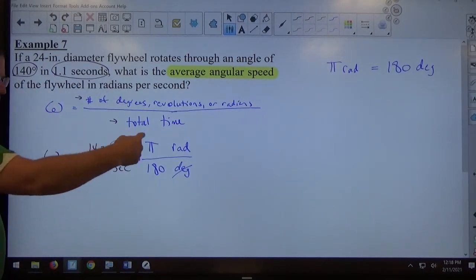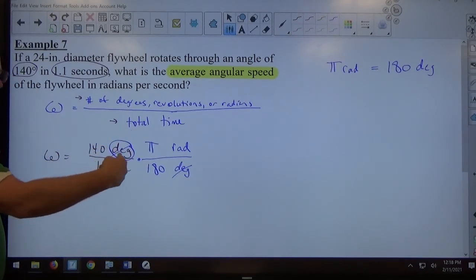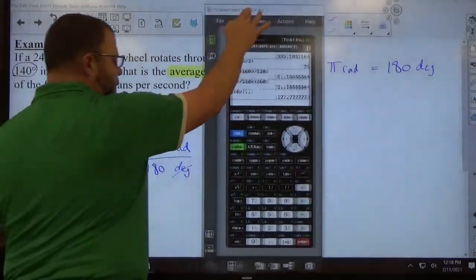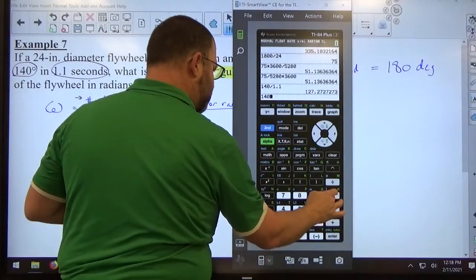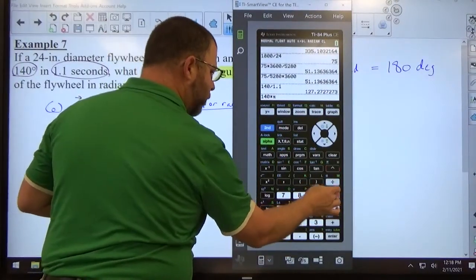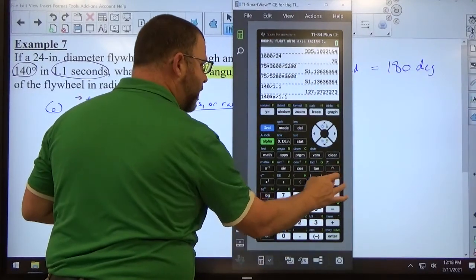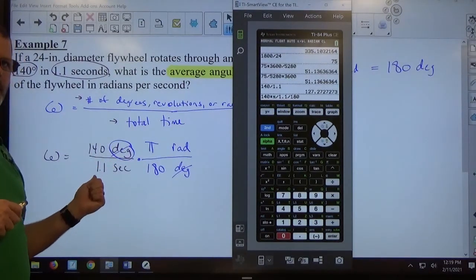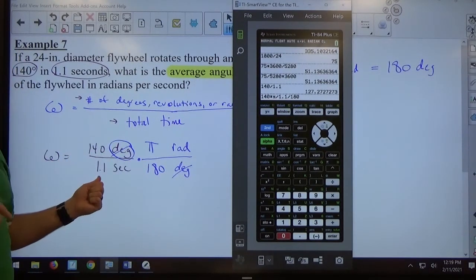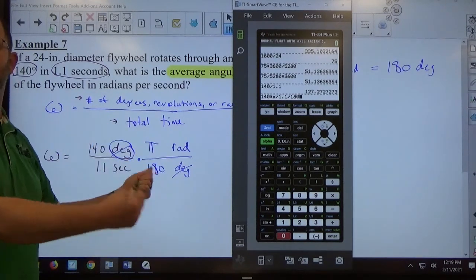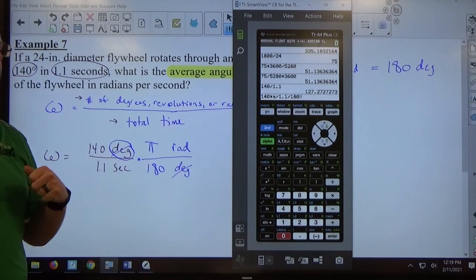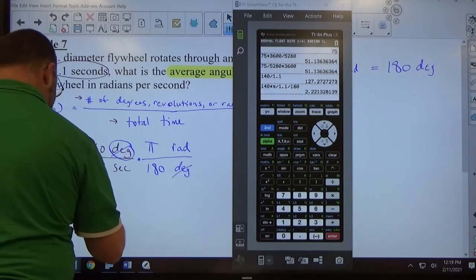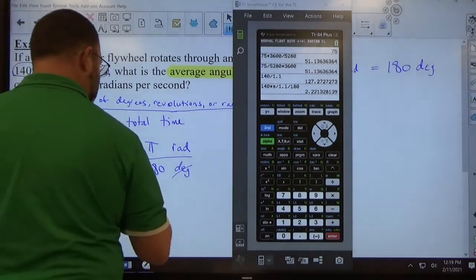I'm going to do this 140 times pi divided by 1.1 and divided by 180. So again, here's the situation where I have multiple things on the bottom. Watch how I type this in. 140 times pi, divided by 1.1 and divided by 180. Make sure that every number on the bottom is being divided. It's tempting to put divided by 1.1 times 180, but divided by 1.1 says, hey calculator, that's on the bottom. Divided by 180, hey, that's also on the bottom. Tell the calculator where it is when you're typing it in. Hit equals, and we get 2.22 radians per second.